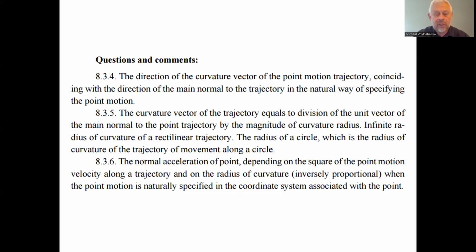The curvature vector of the trajectory equals the unit vector of the main normal to the point trajectory divided by the magnitude of the curvature radius. For an infinite radius of curvature of a rectilinear trajectory, the radius of the circle is equal to the radius of curvature of the trajectory along the circle.